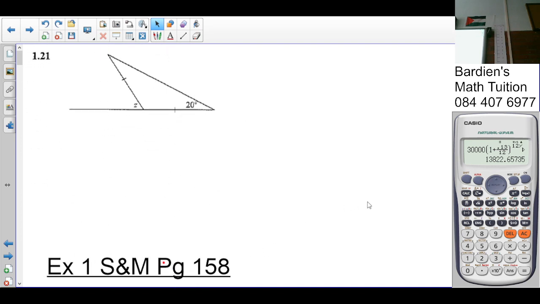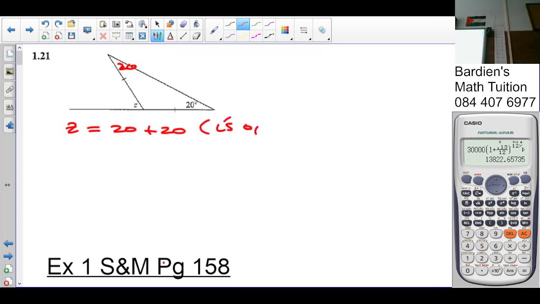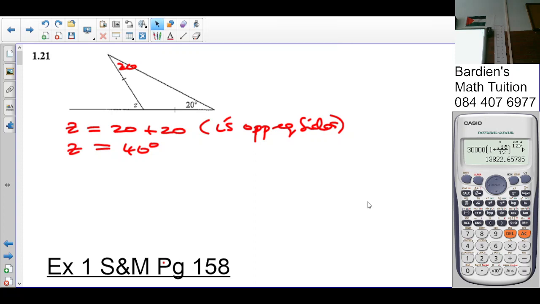I'm going to do this one. What's the size of this angle? 20 degrees. Why? Angles opposite equal sides. So I say Z is equal to 20 plus 20, and 20 plus 20 is 40. So Z is 40. And we forgot exterior angle.